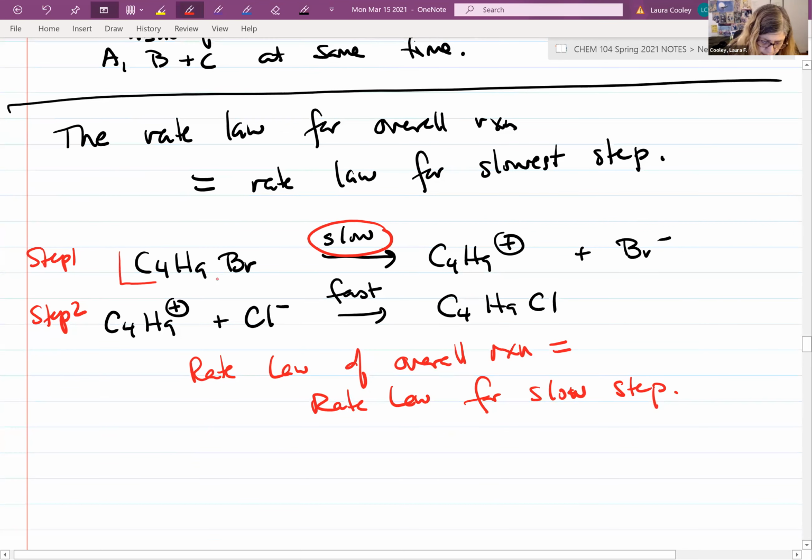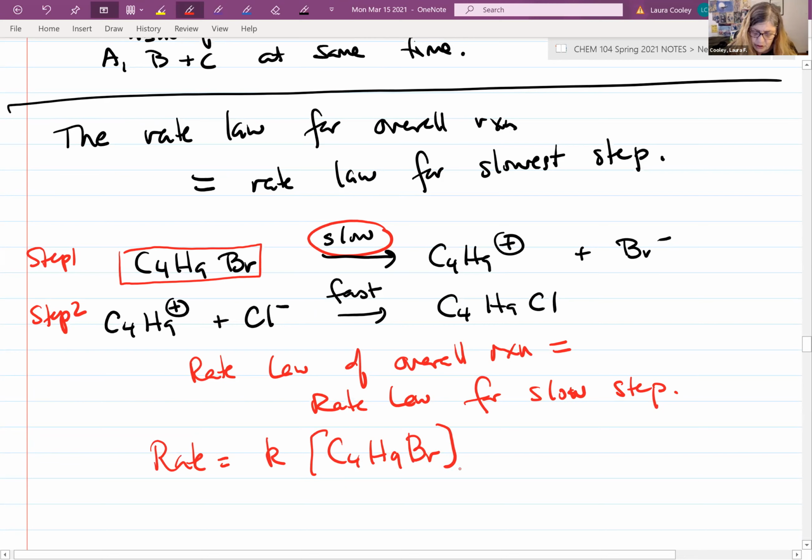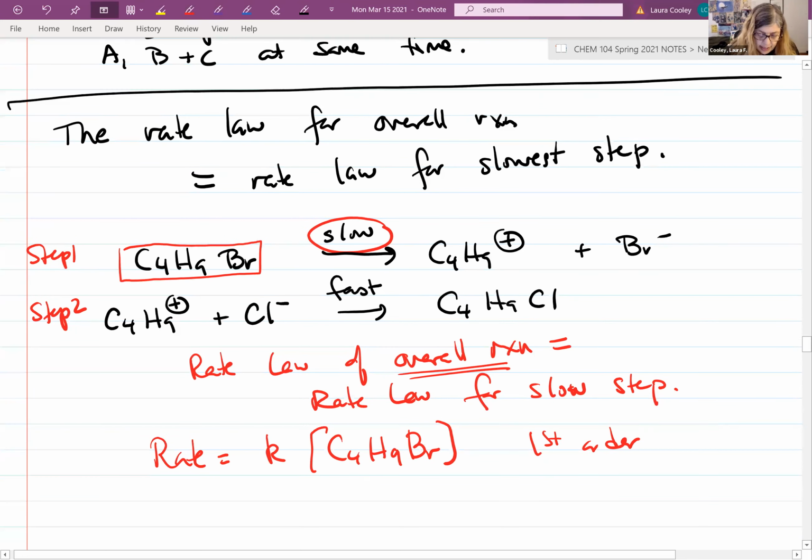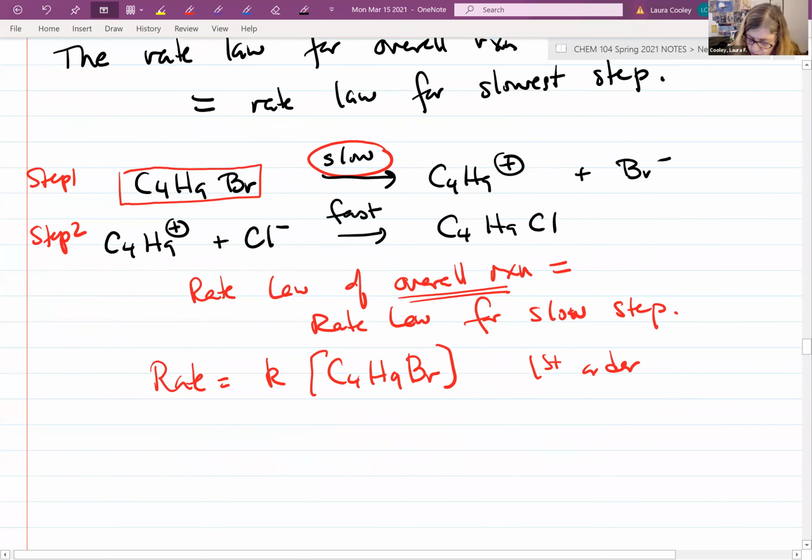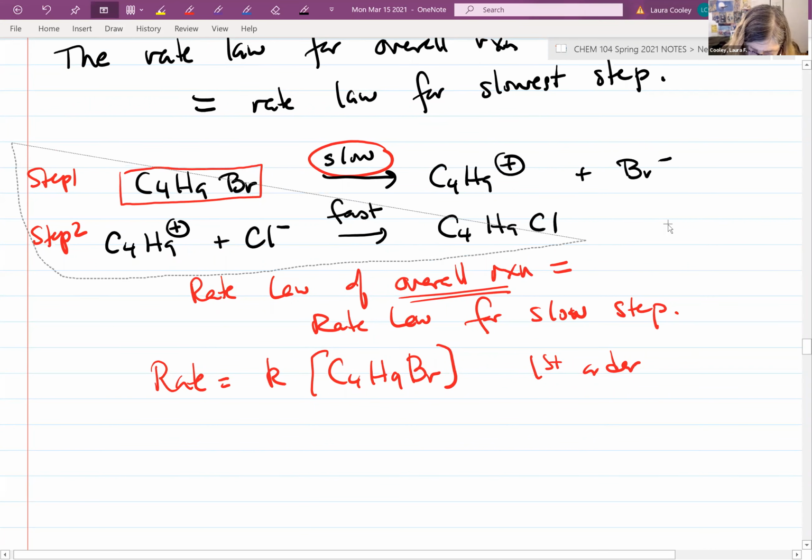And since that only involves 1 molecule, the rate will be k times the concentration of C4H9Br, first order in that reactant. And that will be the rate for the overall reaction as well. And in fact, while I'm here, I can show you, let me try this. I copy this so I have a little room underneath it.